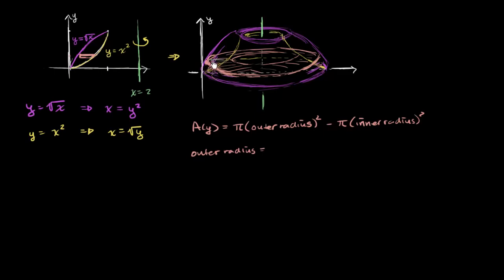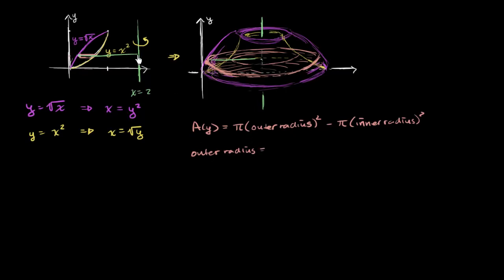So it's this entire distance right over here. Essentially, it's the horizontal distance between our vertical line and our outer function. So if you think about it in terms of x, it's going to be 2 minus whatever the x value is right over here. So the x value right over here is going to be y squared. Remember, we want this as a function of y.